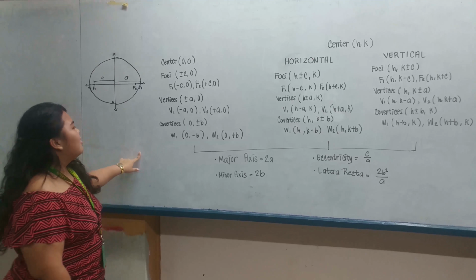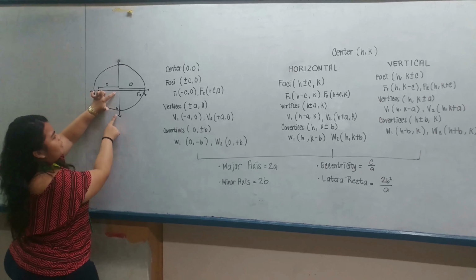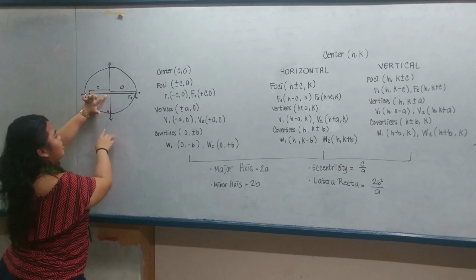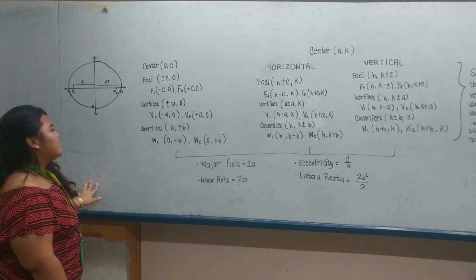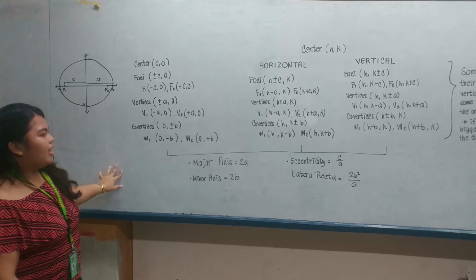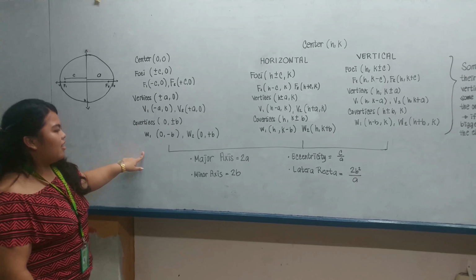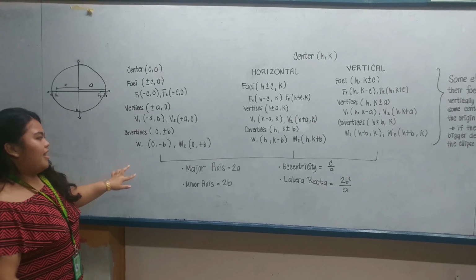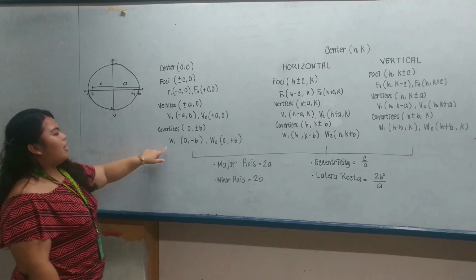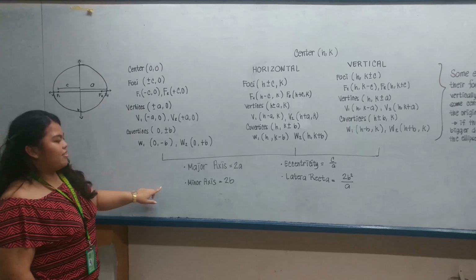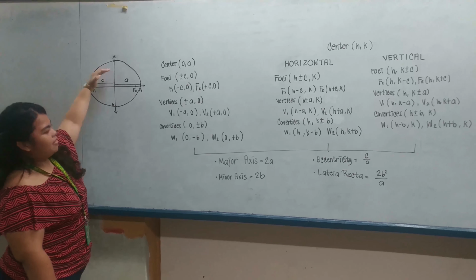Next, co-vertices. The segment that runs through the center and is perpendicular to the major axis is your minor axis. It meets the ellipse at the co-vertices. So if x is 0, then y is positive or negative b. So w1 is 0, negative b, w2 is 0, positive b, and it could be interchanged. Then the distance between w1 and w2 is 2b. Then it divides the ellipse into two congruent parts.